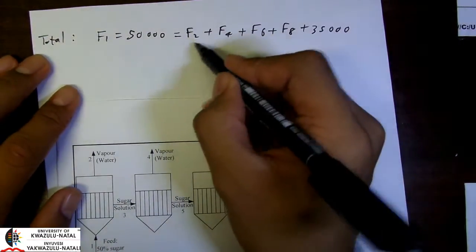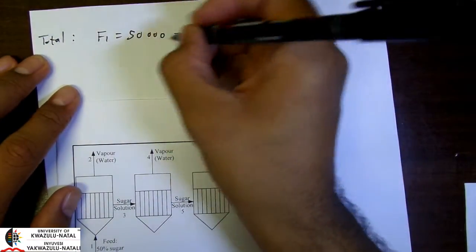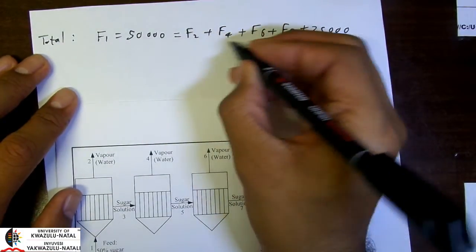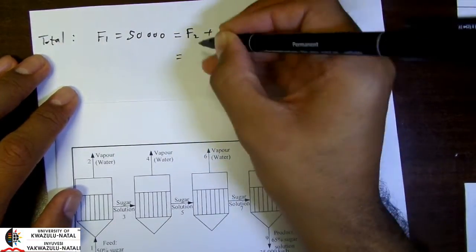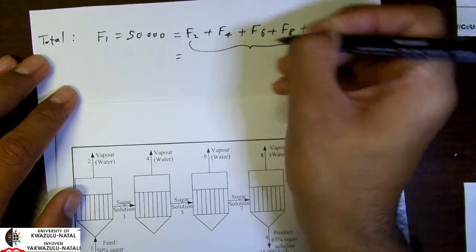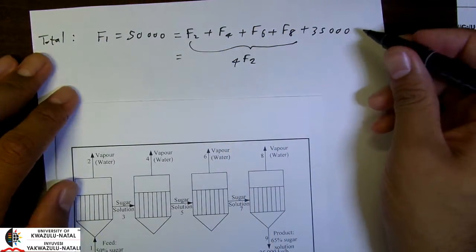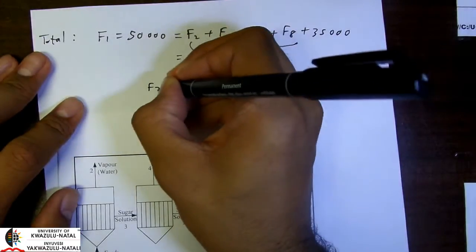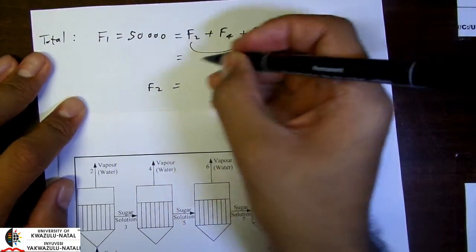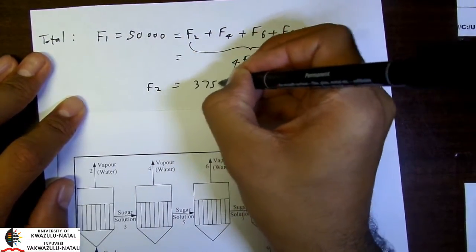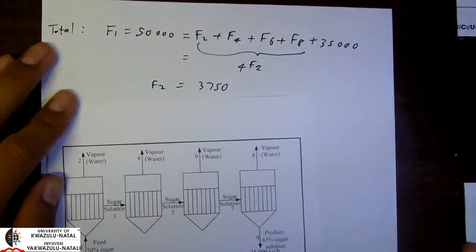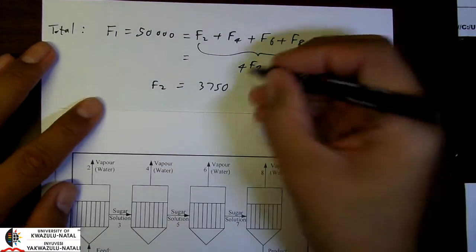And since these are all equal, I can simply say all of these are equal to 4F2, and from there I can easily obtain F2 to be 3750 kgs per hour.